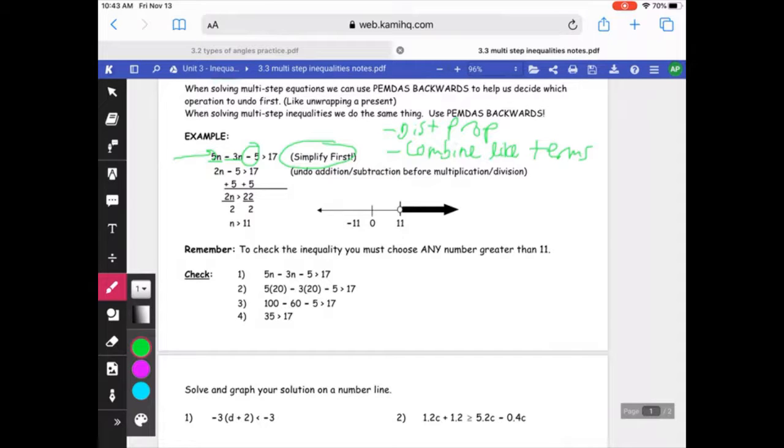So now notice that I plotted the 11 with an open circle and I shaded to the right, because any number that's greater than 11 is going to be to the right of 11 on the number line.